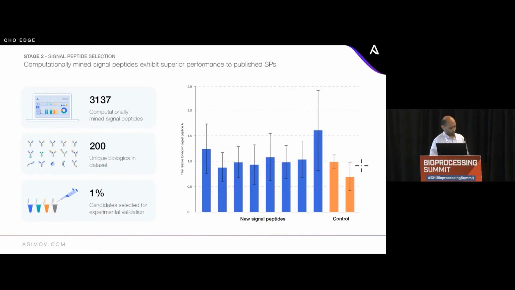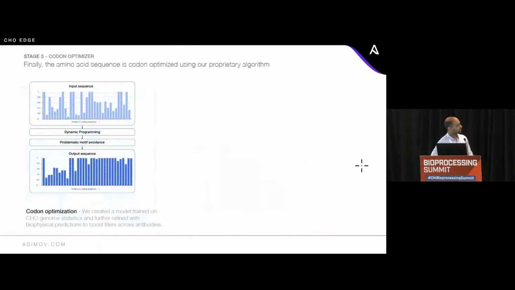The final step is a codon optimization. And so for that, we've developed our own proprietary algorithm, which is trained on the CHO genome statistics. And then we layer on additional biophysical constraints to further refine the model. So you have what's called a dynamic programming problem, where you're optimizing multiple variables with the same objective function. And so you get a output of the coding sequence.